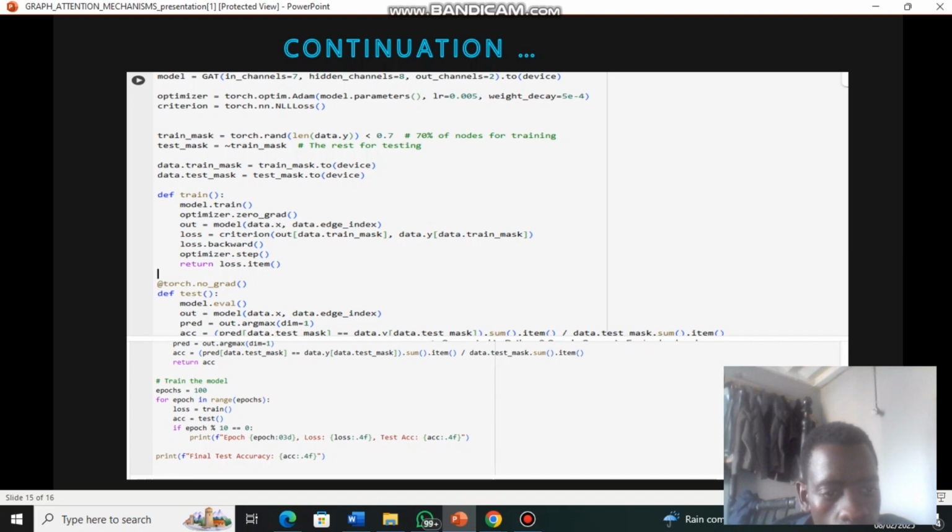And then the function train sets the model to the training mode and also clears the old gradients. It performs the forward pass and also calculates the loss using only the training nodes, computes the gradients, which is the loss backward, and then updates the model parameters with the optimizer step, and then returns the loss value.